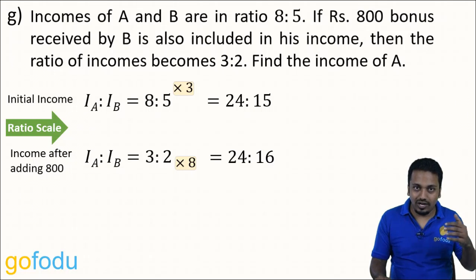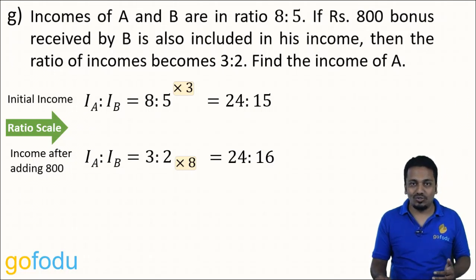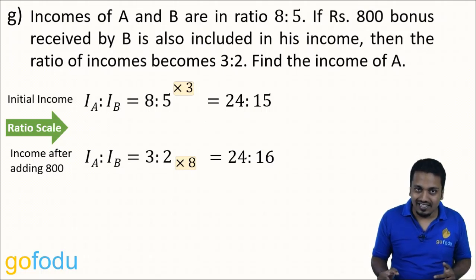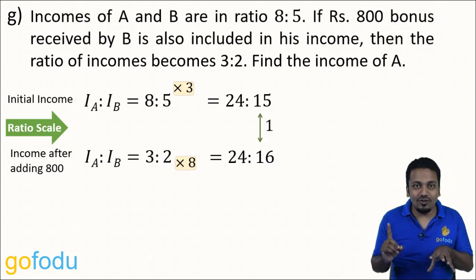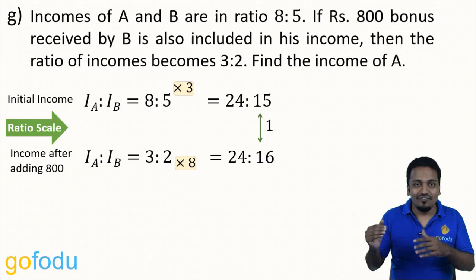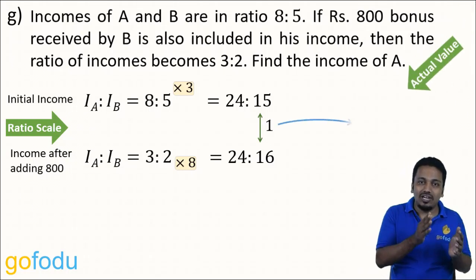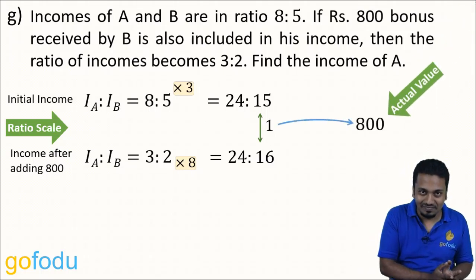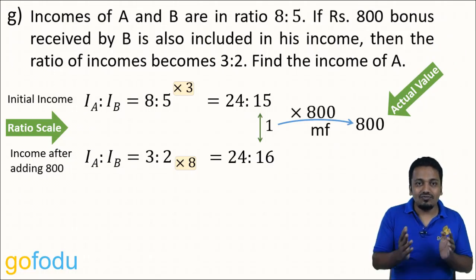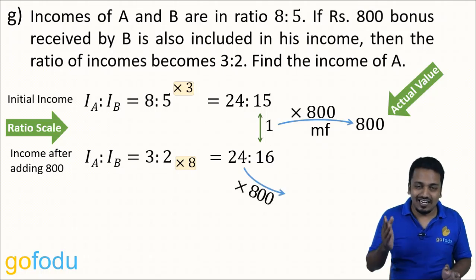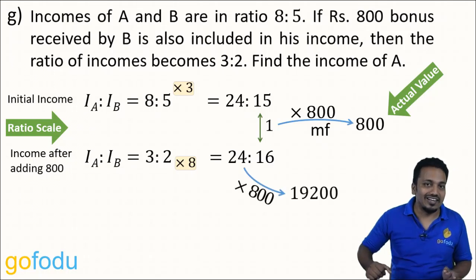Now the ratio term for A is same in both the ratios. And for B, there is a difference of 1. There is a difference of 1 on the ratio scale which corresponds to an actual value of rupees 800. So the multiplying factor here is 800. Income of A would be 24 into 800, that is rupees 19,200.